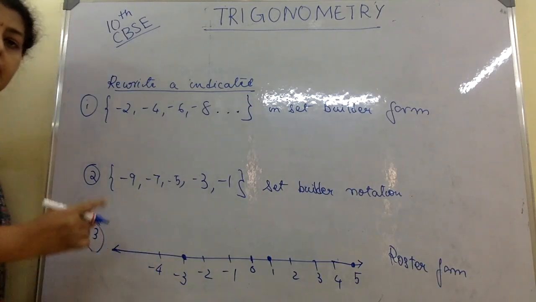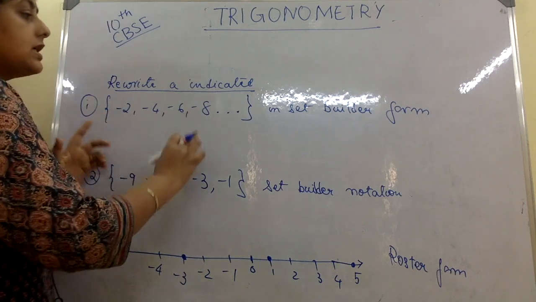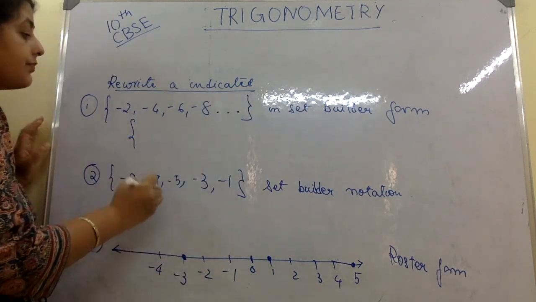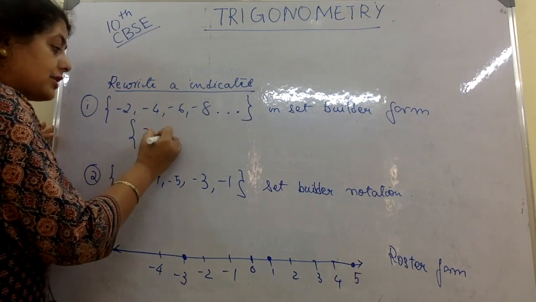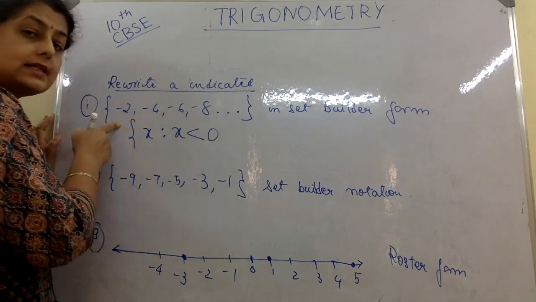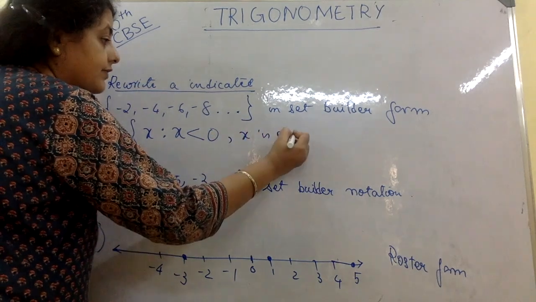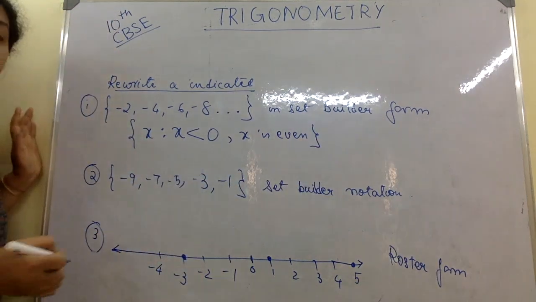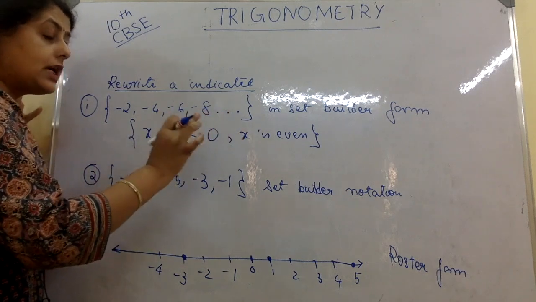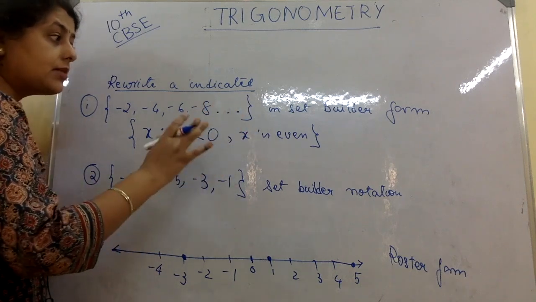So here we have: rewrite as indicated. First one, we see -2, -4, -6, -8, dot, dot, dot. In set builder form, we'll have to write first this curly bracket, and x is such that, this is how we say also, x is less than 0. Clearly x is less than 0 in all of them. And then x is even. That means basically you are looking for even negative numbers. Because of the dot, dot, dot, we can't stop at 8, so we'll have to say x is even. So here in set builder form we have written it.